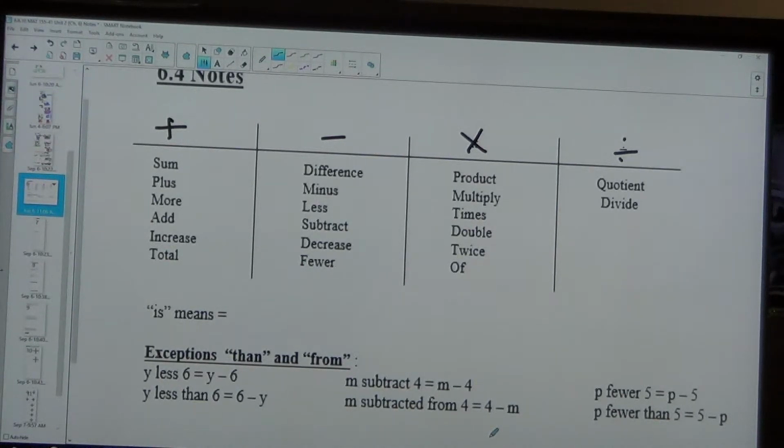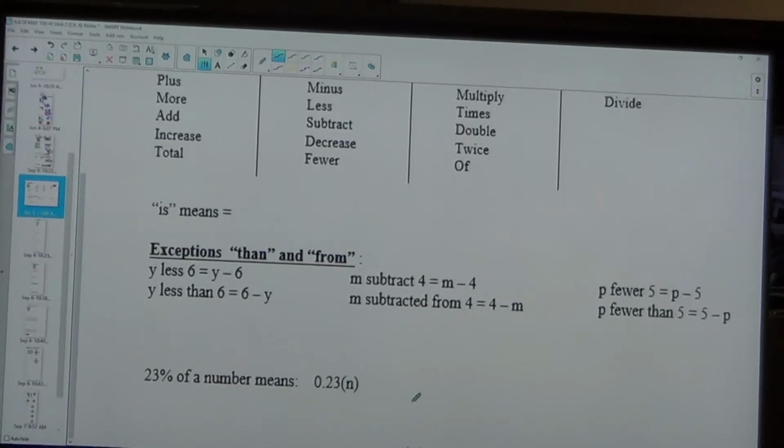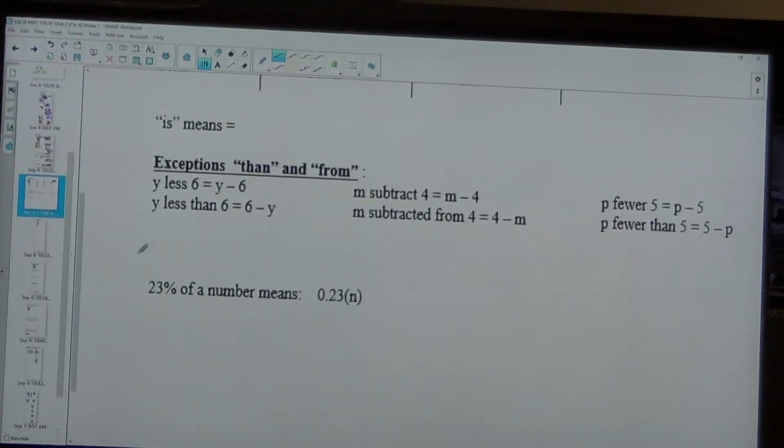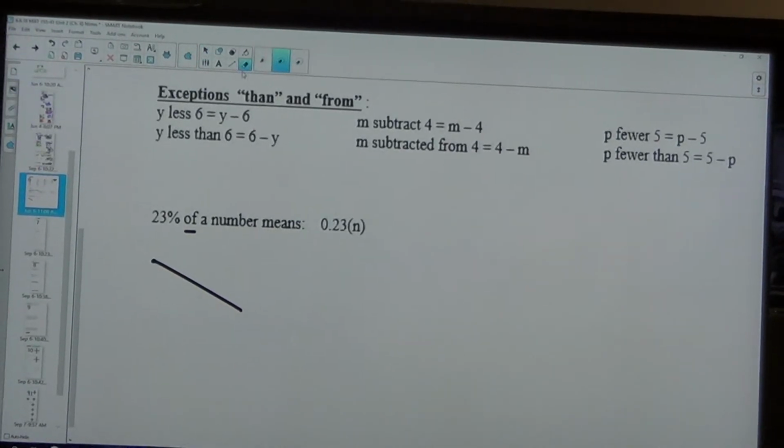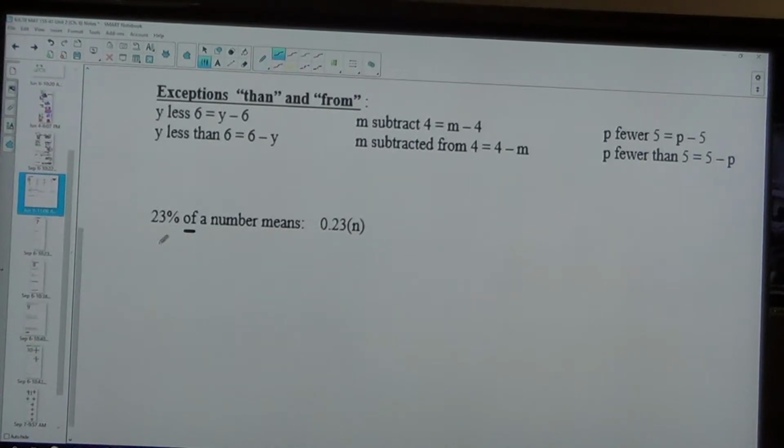Now, just like in English, you have some exceptions, like I before E, except after C, and all those things that we have to keep up with. There's some exceptions in math, and here's some exceptions that you need to know. We just talked about this one, 23%, we said we have to move the decimal. And the word of means multiply. So if I say 23% of a number, that means 23% means 0.23 times a number. So 23% of n means 0.23 times a number.